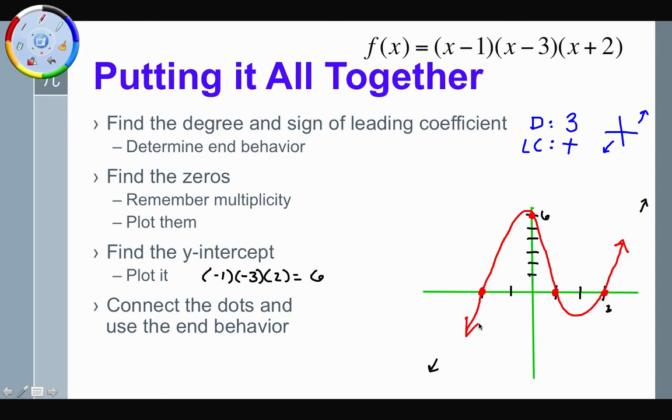And there we go. We now have a simple cubic function. Our 3 zeros, as we mentioned, are -2, +1, and +3 with a y-intercept of 6. We have the correct end behavior. We have the correct zeros. We have the correct y-intercept. That is a sketch of this function f of x.